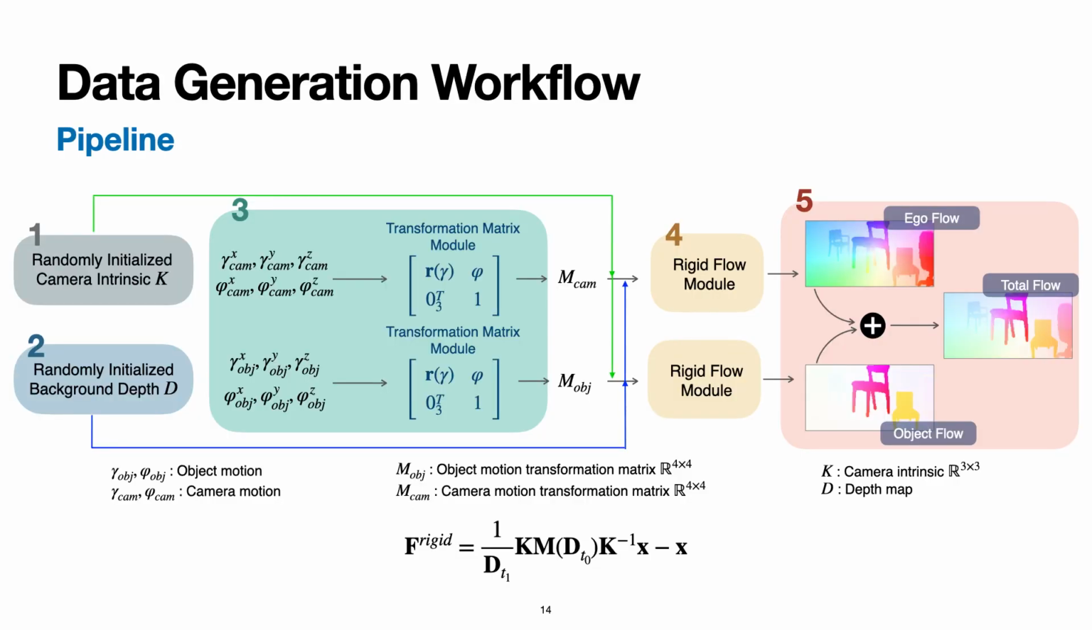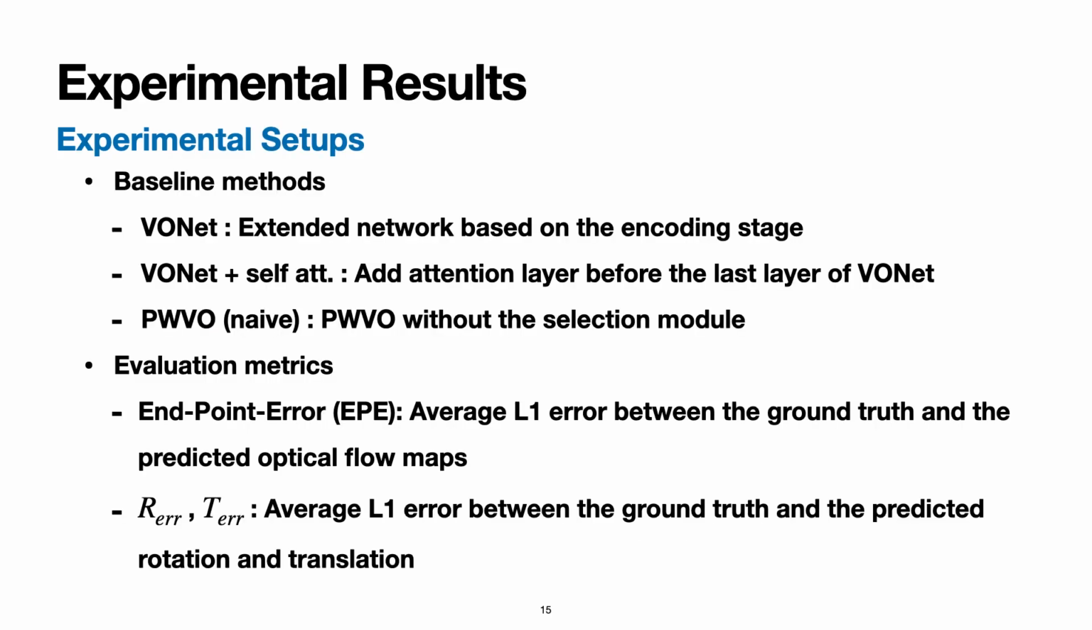This pipeline displays the data generation workflow. Based on the 5 distinct steps in the illustration, we can obtain the ego flow, object flow, and total flow. The workflow is developed to be fully configurable with an aim to provide diverse combinations of motion of the camera and the moving objects. We train PWVO on the dataset generated by the proposed data generation workflow and evaluate the trained PWVO on the validation set of the Tinto dataset.